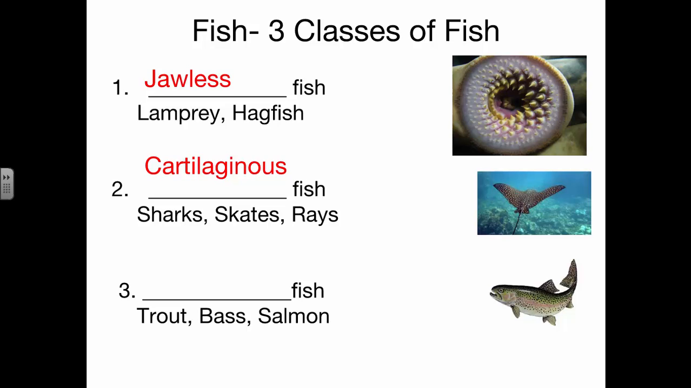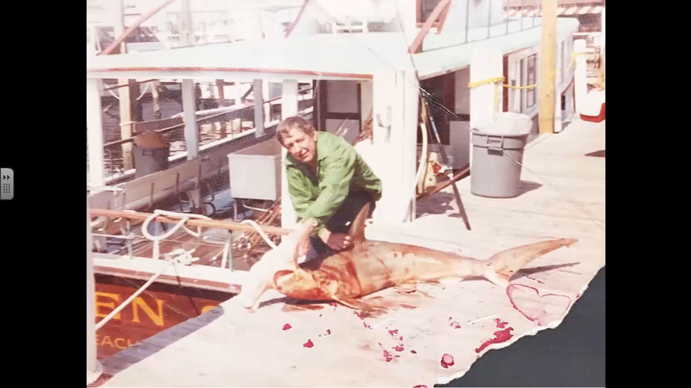And the sharks are like that. Rays, skates, those are cartilaginous fish. And then the last group, the one you're probably most familiar with, are the bony fish. This is the biggest group, which includes trout and salmon and bass and things we're probably familiar with. What's that? It's a shark. This is what type of fish? It's a hammerhead shark, a cartilaginous fish.